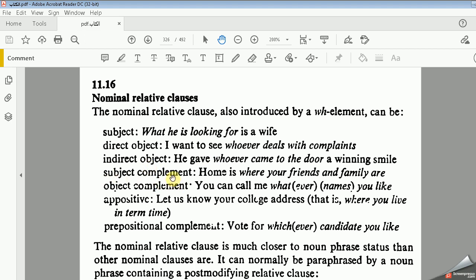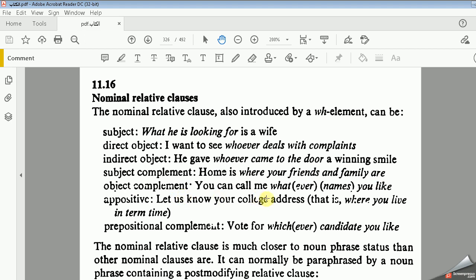Subject complement: home is where your friends and family are. In this clause, home is the subject, is is the verb, and where your friends and family are can be moved directly before the verb is: home, where your friends and family are, is. So this nominal relative clause is a subject complement.